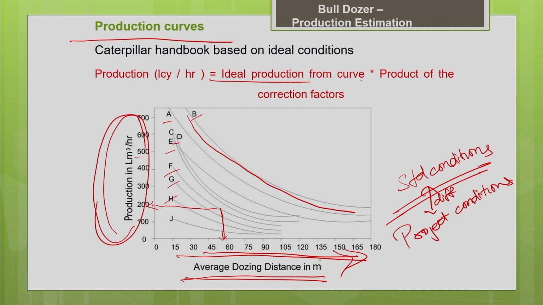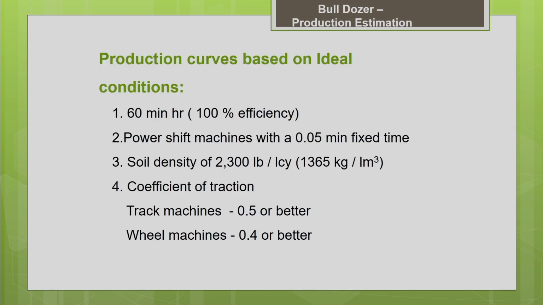Choose the ideal production from the curve. As I told you, if you know the dozing distance and the model number, directly you can choose the ideal production value from the curve. Then according to your project site conditions, apply the correction factors. What all the correction factors are, we are going to discuss next. Then multiply both, you will get the actual production for your actual site condition. So, we are going to discuss how to estimate that.